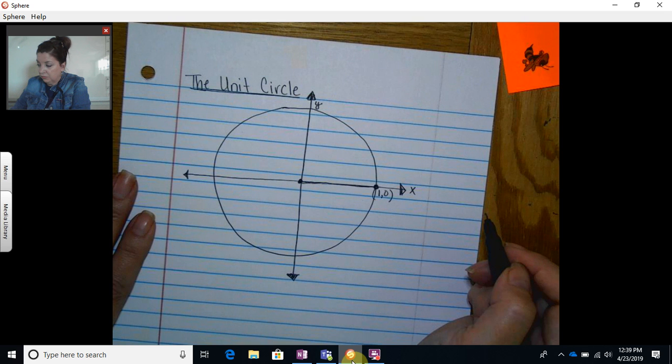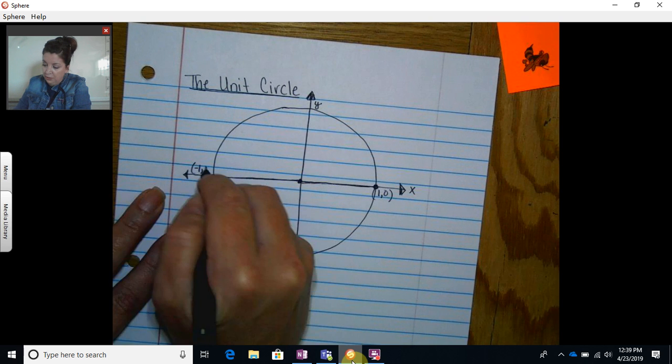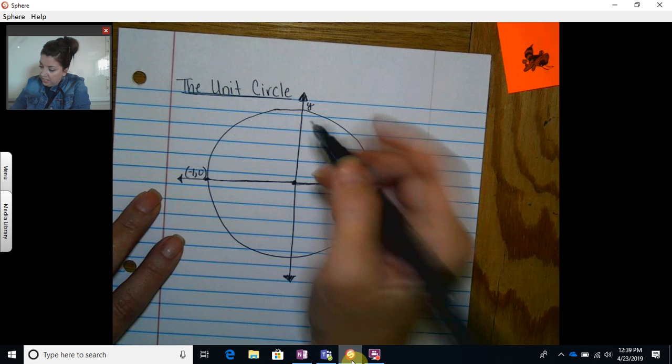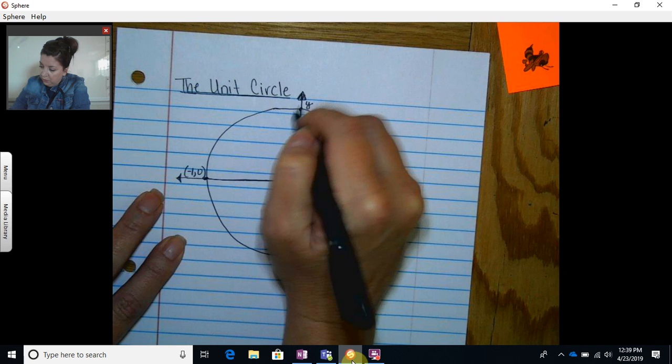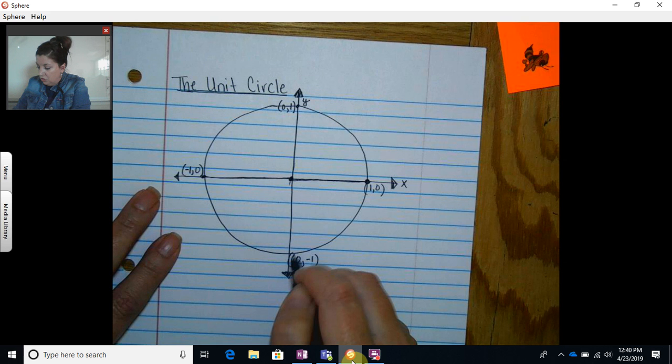And then if you go to the negative side, if that radius is 1, its ordered pair would be at negative 1, 0. When x is negative 1, y is 0. If this length is 1 up here, when x is 0, y would be positive 1. And if we go down to the negative side of the y-axis, when x is 0, y would be negative 1. So every radius on the unit circle has a length of 1.